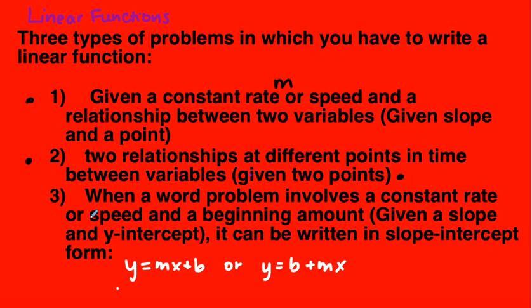And then the last one is when a word problem involves a constant rate or speed, so a slope and a beginning amount. So you're going to be using slope-intercept form to write those equations. But these 2, I'm going to probably suggest you write them in point-slope form. Why? Because you're going to be given a point and a slope, or 2 points, and you can get the slope. All right, so let's look at what I mean.